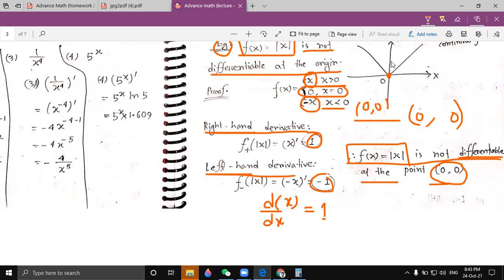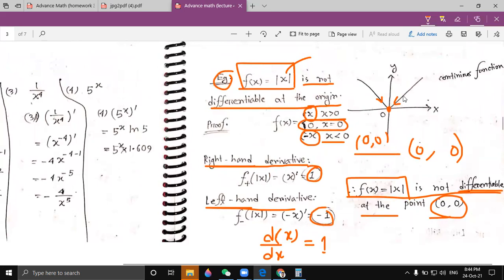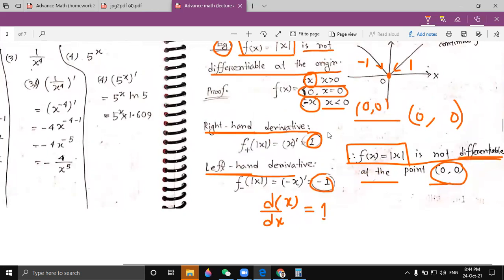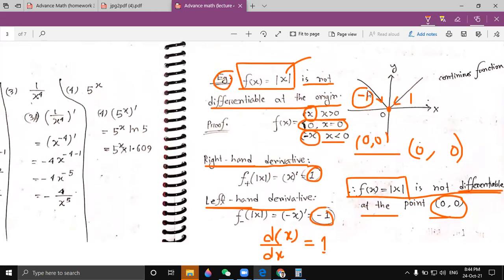So it means a point is approaching 0 from the left and approaching 0 from the right. Then if it approaches from the right side, our slope will be plus 1, right? And if it approaches from the left side, then our slope is minus 1. But as they are not the same, that's why we cannot find the tangent line at this 0, 0 point. Because both of them are approaching this 0, 0 point.